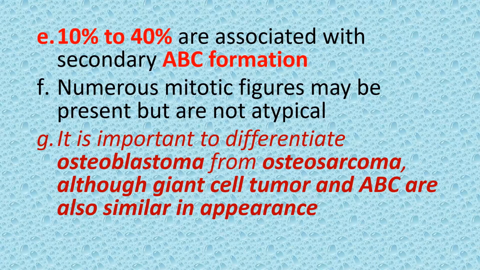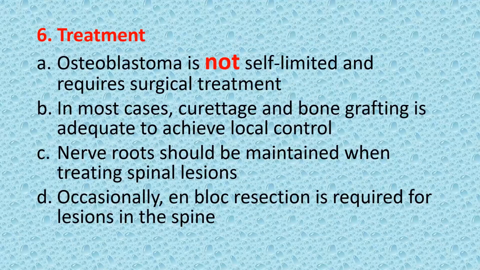Numerous mitotic figures may be present, but they are not atypical. It is important to differentiate osteoblastoma from osteosarcoma, although giant cell tumor and aneurysmal bone cysts are also similar in appearance. This is what I tried to send you as the message. The treatment. Osteoblastoma is not self-limited and requires surgical treatment.